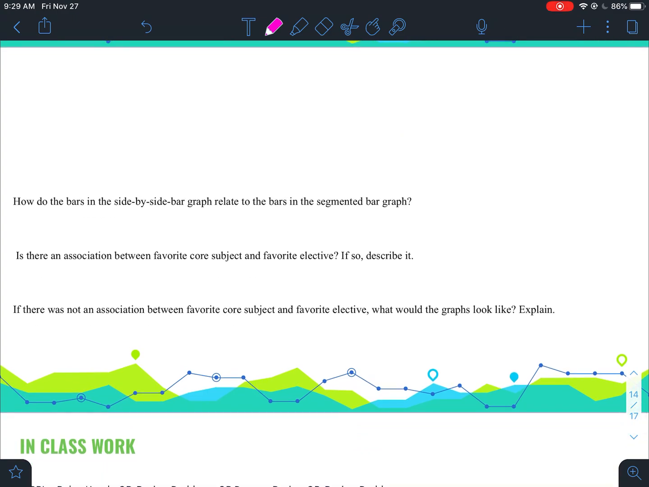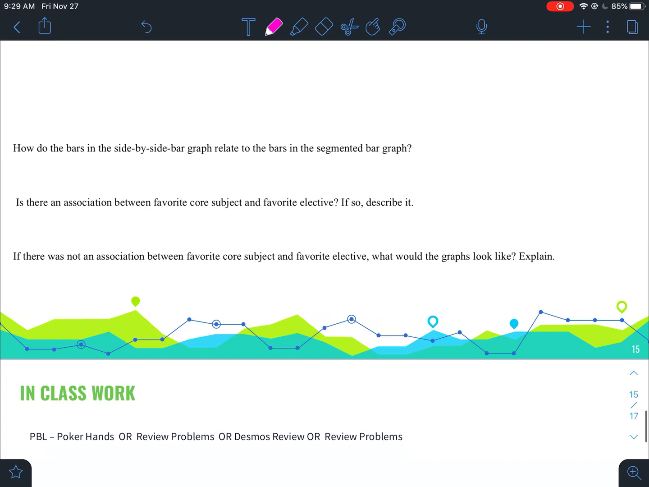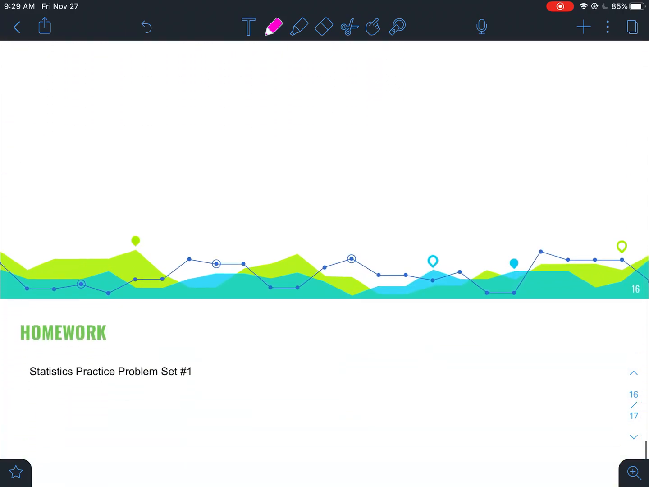Okay, how do the bars in the side-by-side graph relate to the bars in the segmented bar graph? Is there an association between favorite core subject and favorite elective? If so, describe. If there's not an association, what would the graphs look like? Explain. So go ahead and look at your graphs on STEP. Let's see if you can answer those questions.